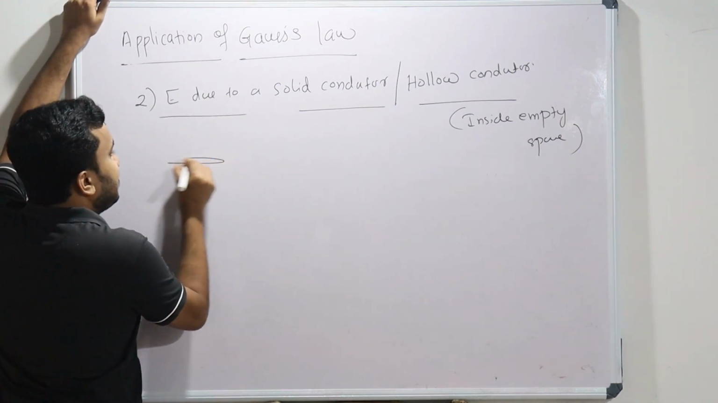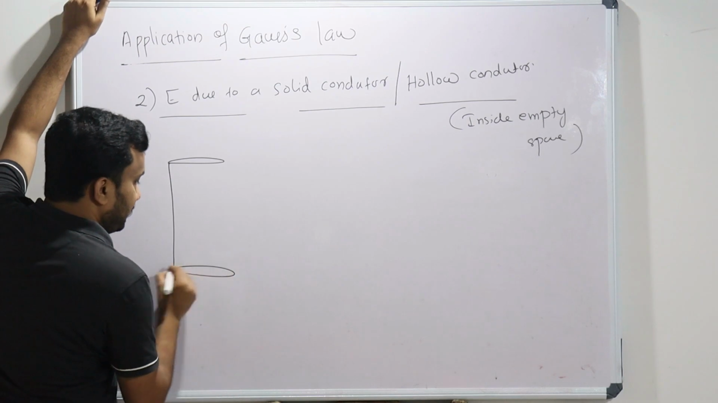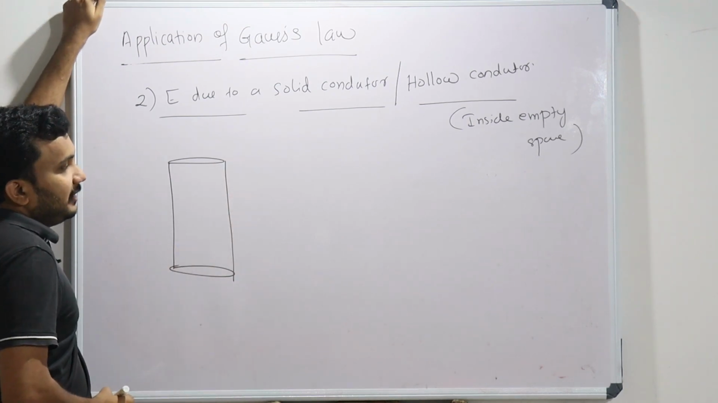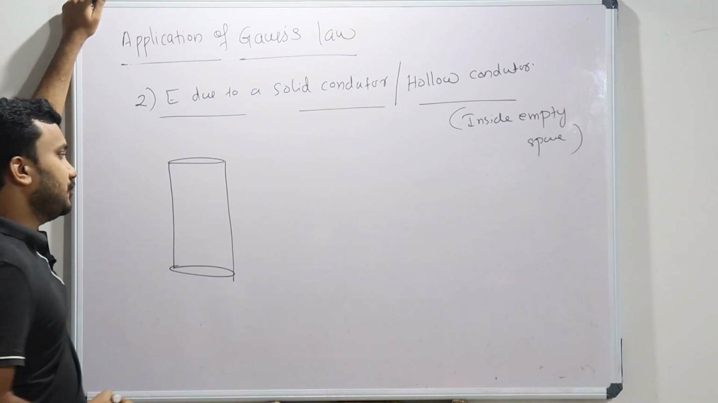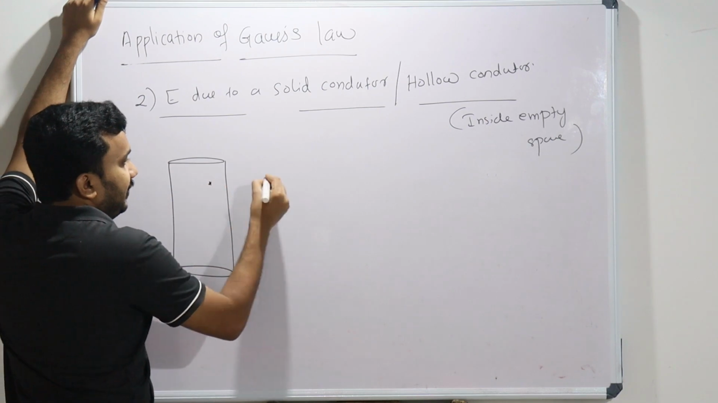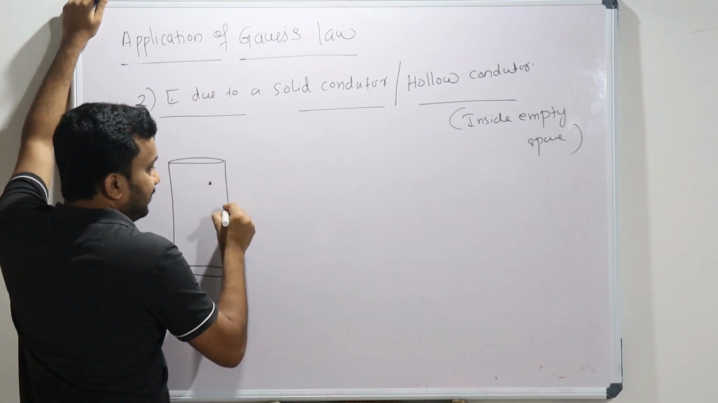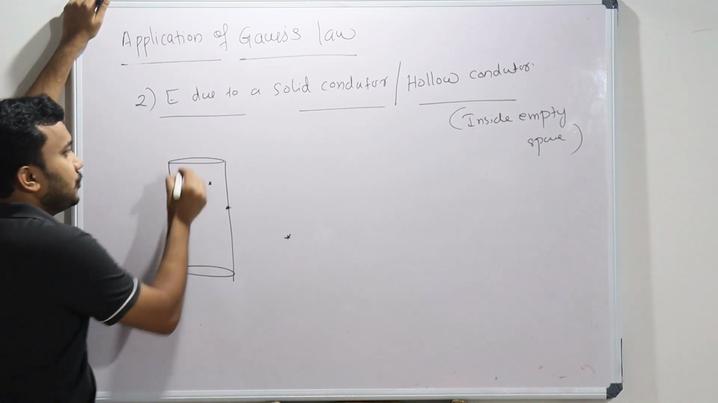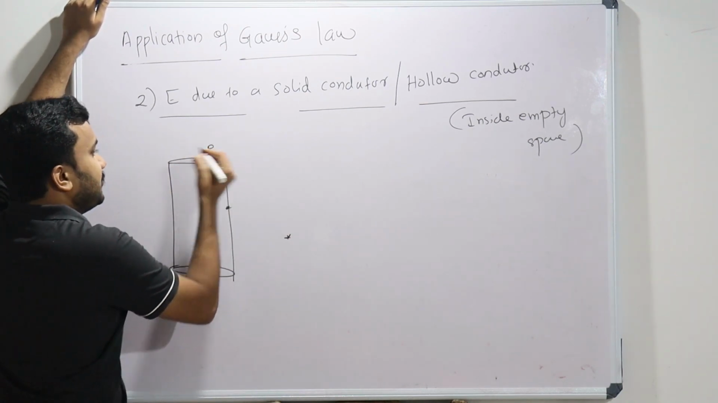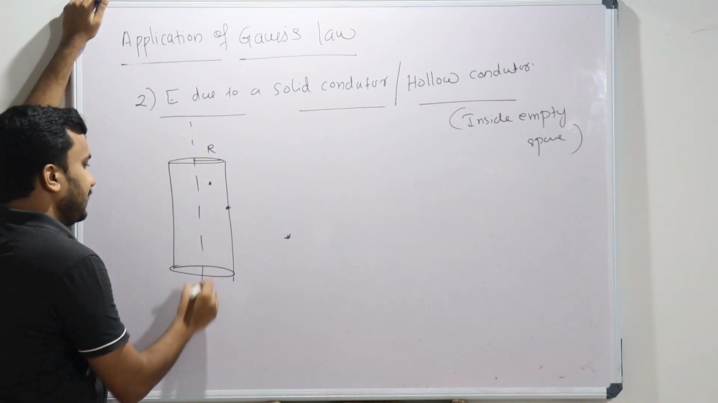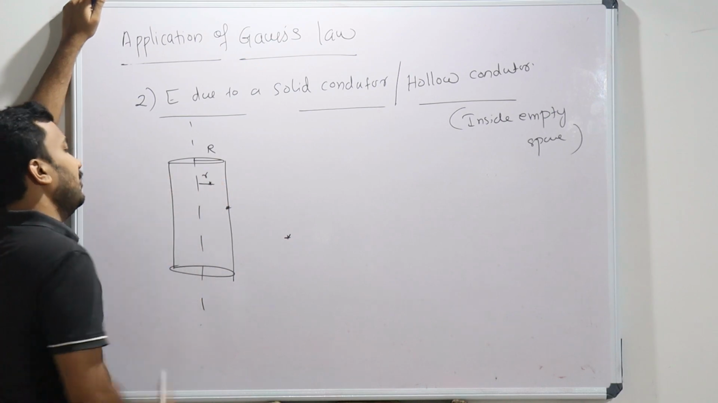So let me consider a cylinder like this. I am going to find the electric field at 3 different positions. One is inside, the other point is at the surface, and the other point is the electric field outside. So this is a cylinder whose radius is r. With respect to the central axis, I am considering an inside point called r.